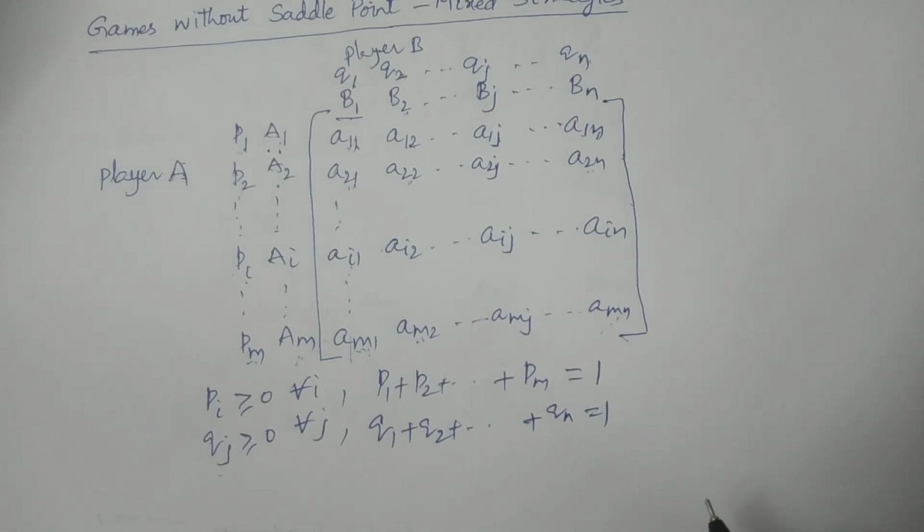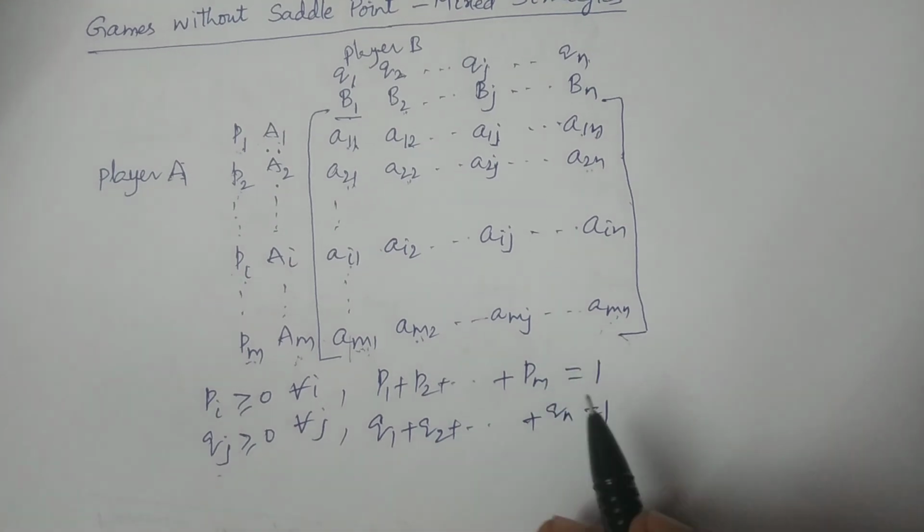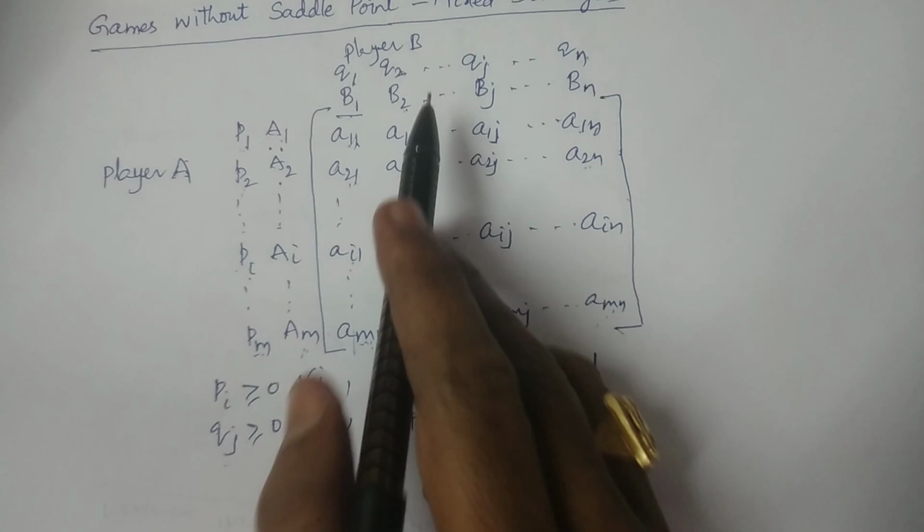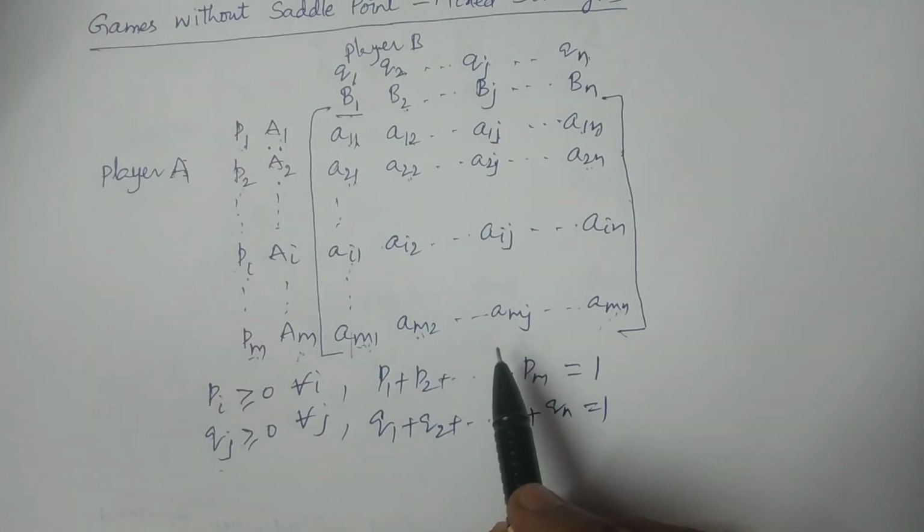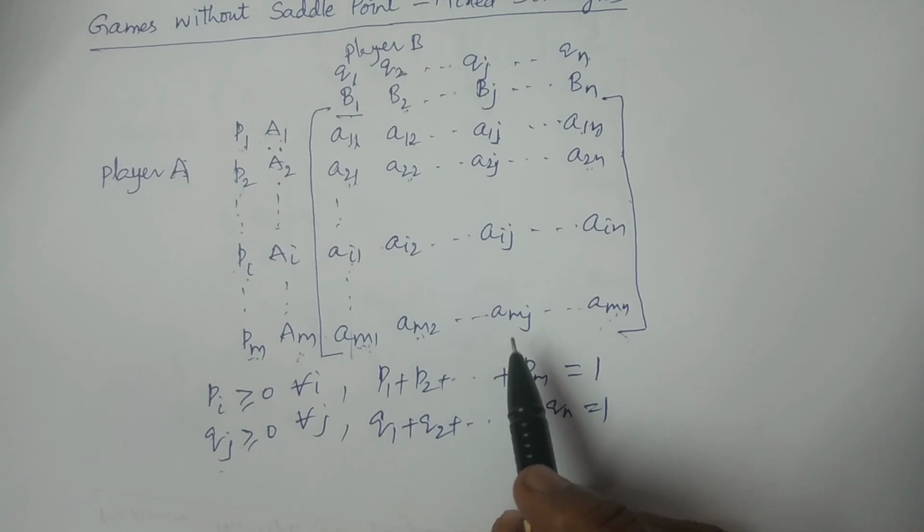Among these maximum expected losses, why? Because player A is always looking to give one of the maximum losses. So these are the maximum losses. Among these maximum losses, player B would like to minimize his maximum expected loss. So this is called minimax, right?